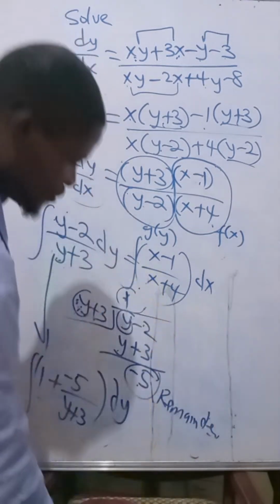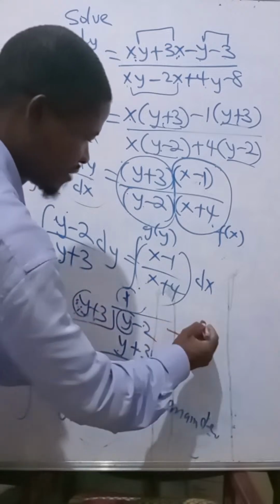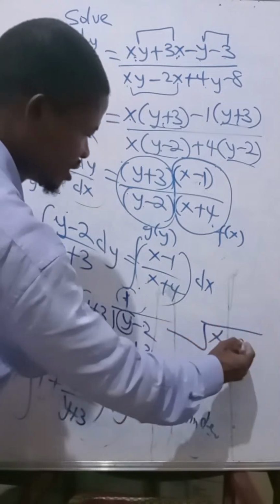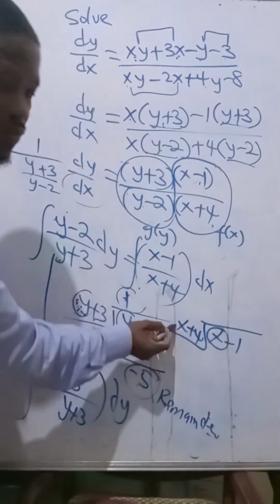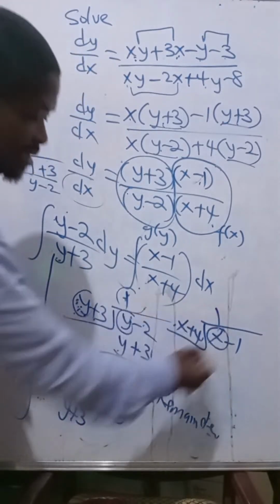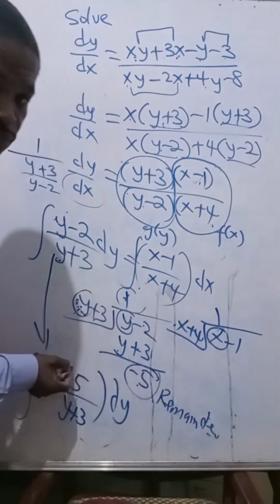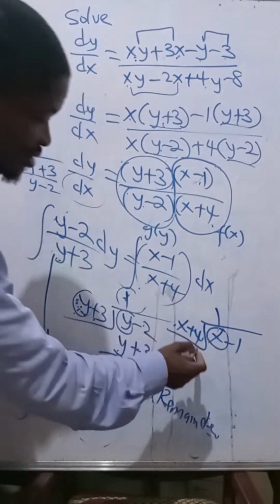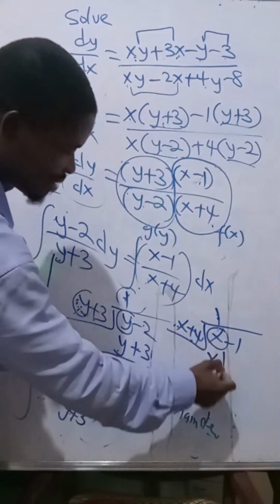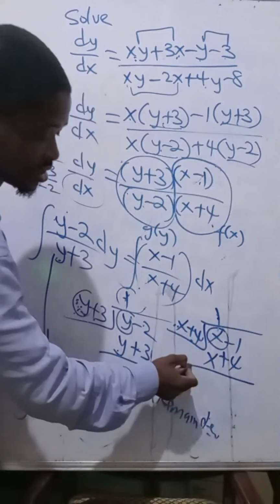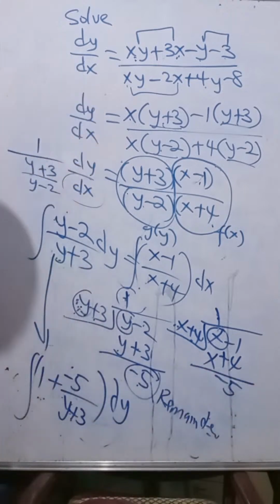We're going to do the same thing for the other side also. For this function, apply your polynomial division. You have x minus 1 over x plus 4. Do the same thing: this one over this, the first one, that's 1. Multiply as I did for the other one. 1 times this one, that's x. 1 times this one, that's plus 4. Then do your subtraction. It's going to give you minus 5 also.